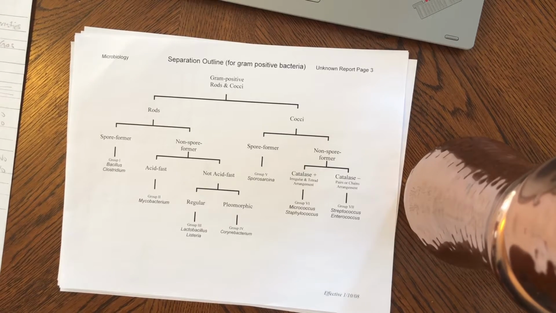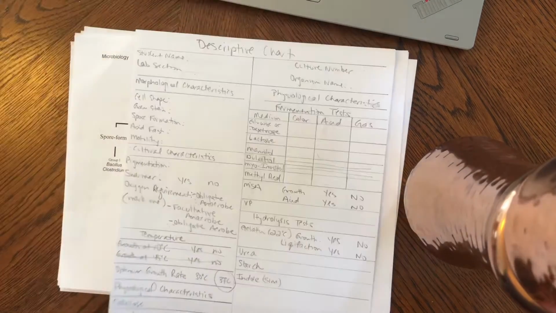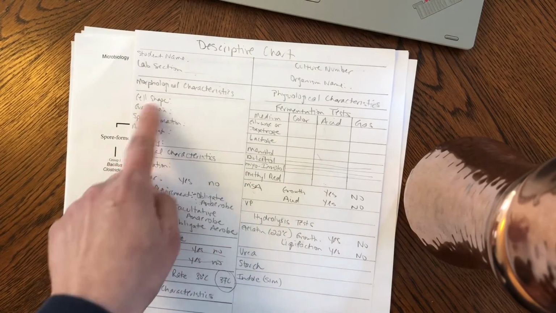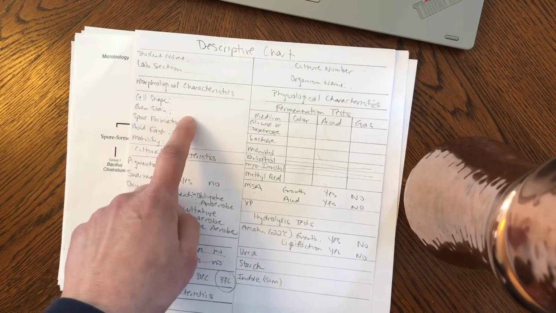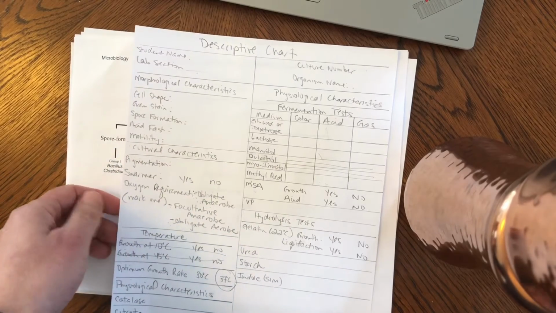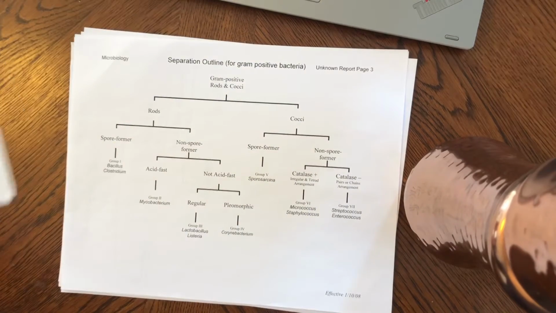If you have a gram-positive bacteria, which obviously you would determine by looking at your morphological characteristics, you would say the gram stain is either gram-positive or gram-negative. If you have a gram-positive bacteria, this is the video that you're going to want to watch.